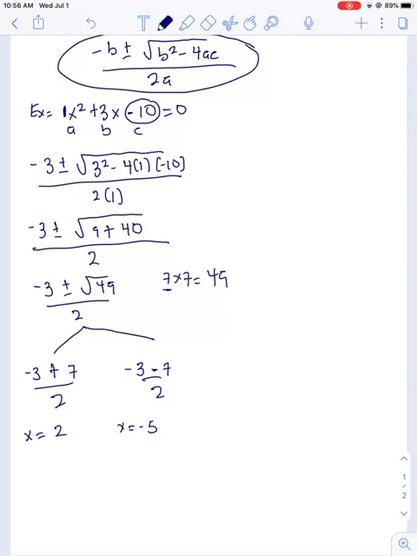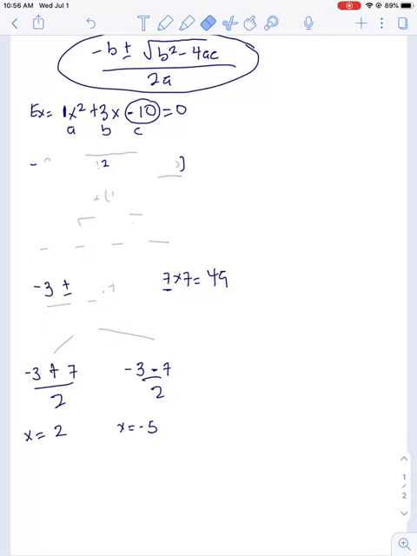Alright, now I'm going to show you the simplest way to approach this type of question. I'm going to erase this just to give us a little more room. So the answer that we got is x equals 2 and x equals negative 5. Let's keep that in mind.